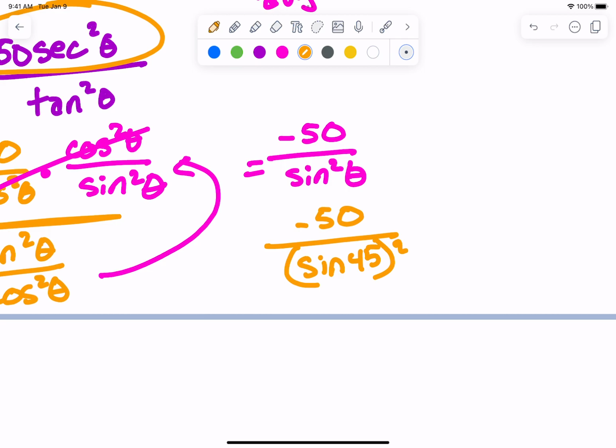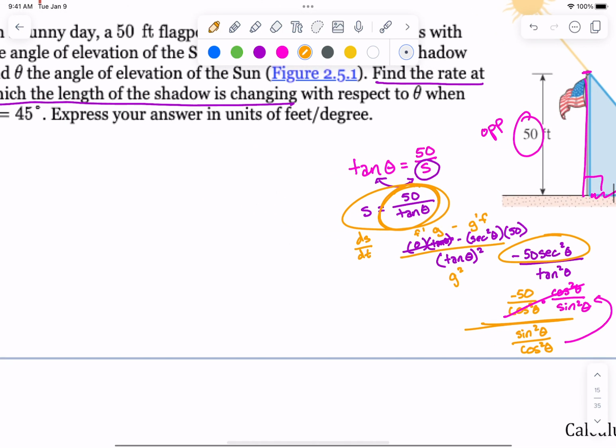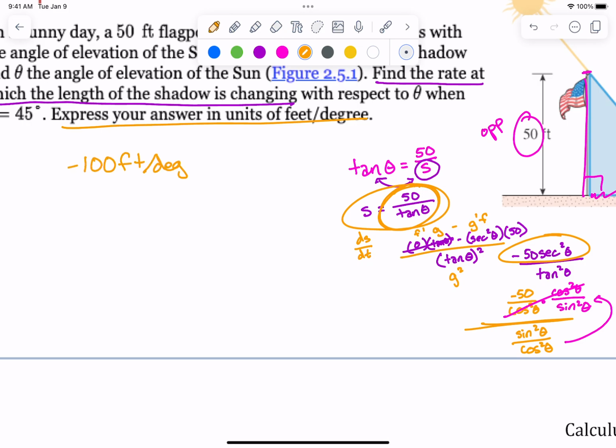Here, let me show you like this one. So this is negative, the positive direction. Negative 50 over sine squared. Before taking it times, I got negative 100. And it says express your answer in units of feet per degree. So it is negative 100 feet per degree.